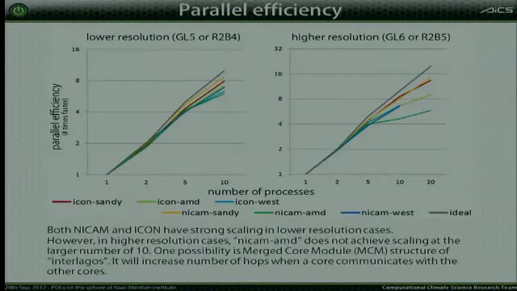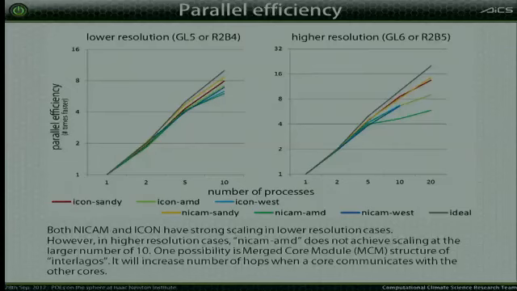So this is the result for the parallel efficiency in one node. The left side is lower resolution, and the right side is a higher resolution result. The gray line is ideal, and red is ICON on Sandy Bridge, and light green is ICON on the AMD machine, and light blue is ICON on Intel Westmere. Yellow is NICAM on Sandy Bridge, and green is NICAM on AMD, and blue is NICAM on Westmere.